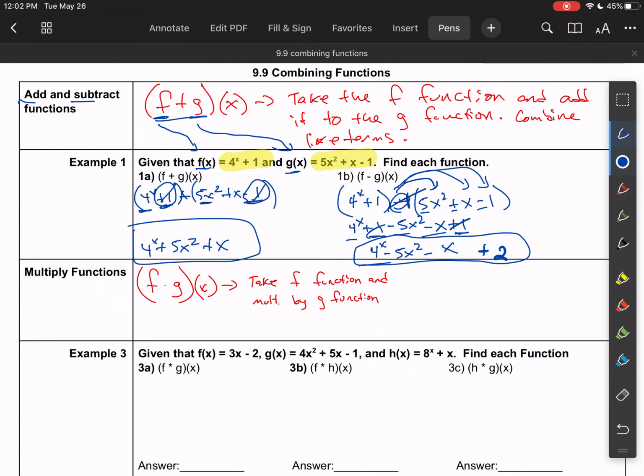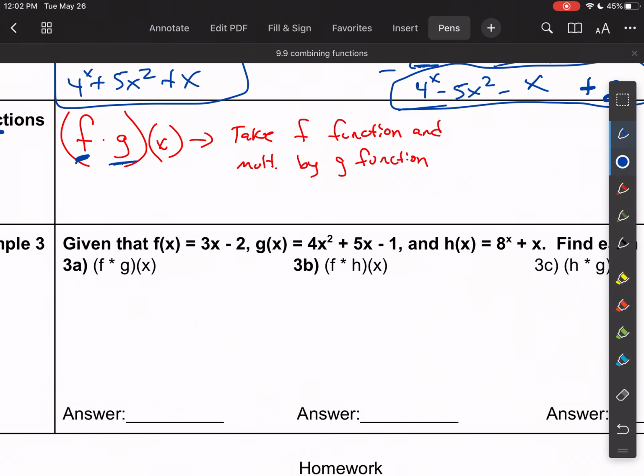Example 3, and example 2 is just an application of example 1, by the way, but example 3 is talking about multiplying two functions together. So now we're saying take the f function and multiply by the g function. A lot of what we're doing with this is going to be like foiling, where we distribute our stuff from the f function out to the g function. So I'll go over that again. Let's do that for 3a. On 3a, I'll zoom in here so you guys can get a better visual. Notice what they're asking us to do. They're asking us to take the f function and multiply it by g. So here's f, here's g.